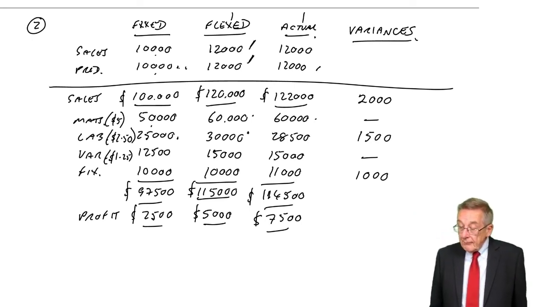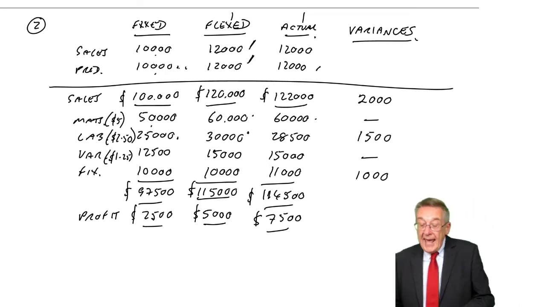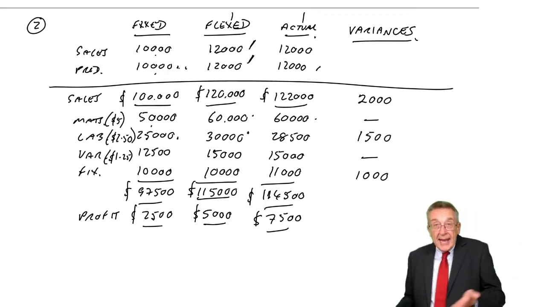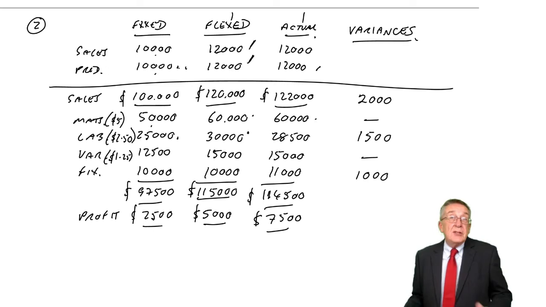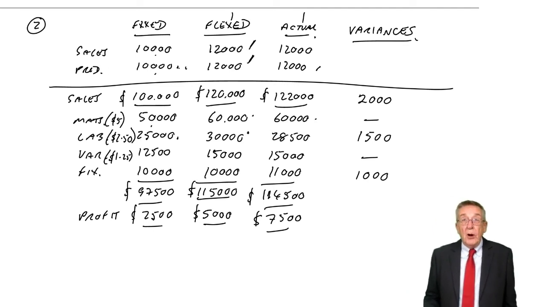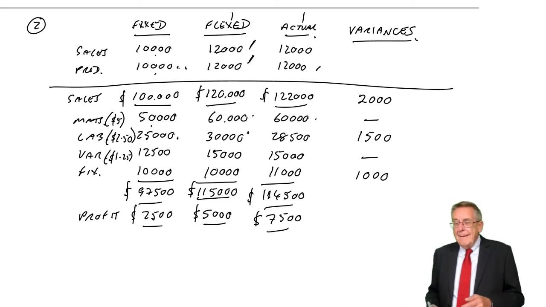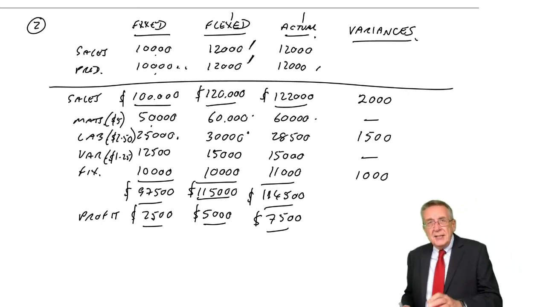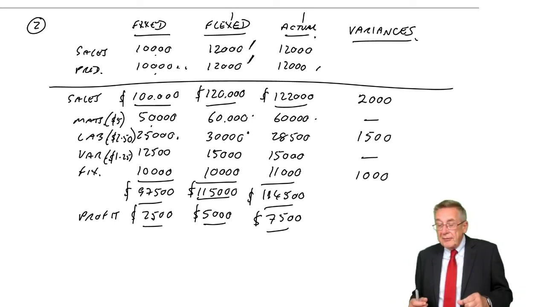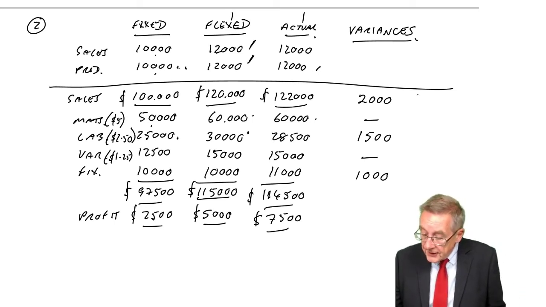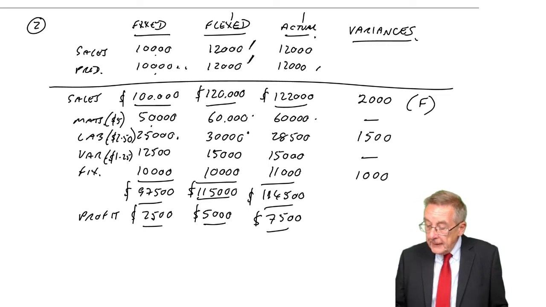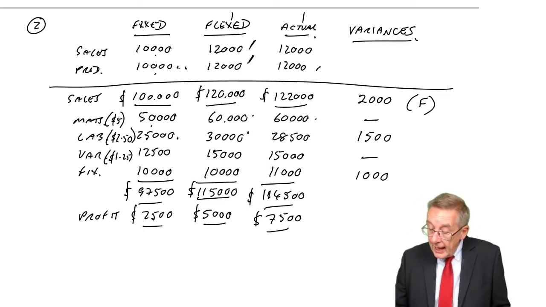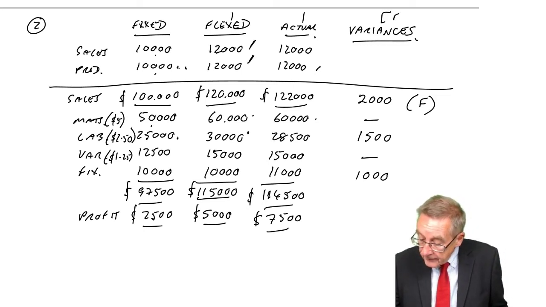Secondly, sales we've actually gained. Labour we've gained because we spent less. Fixed overheads we've lost because we spent more. Well, standardly, we don't write pluses and minuses and things. If we've gained, if it's going to give us more profit, we write against it the letter F. F stands for favourable.